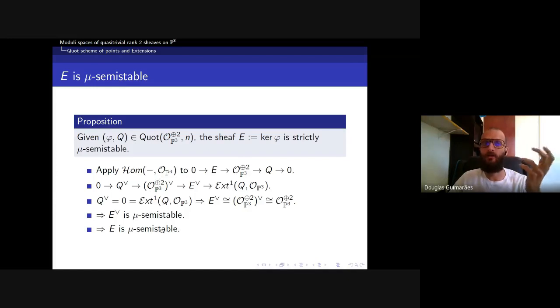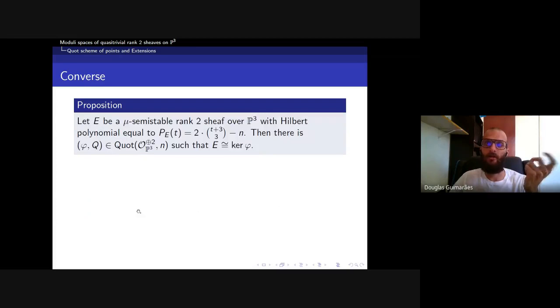We can ask if the converse is true. So if E is μ-semistable with Chern classes C1 and C2 equal to 0, and C3 equal to minus 2n, is this always a kernel of a point in the Quot-scheme? So this is actually true. This is stated here. So we have a μ-semistable rank 2 sheaf with this Hilbert polynomial. Then we will show that there is some point in the Quot-scheme such that this is the kernel of this point. And how to do this? Let me try to give you an idea.